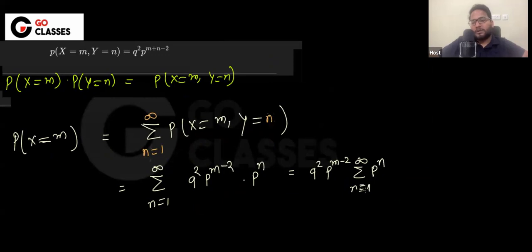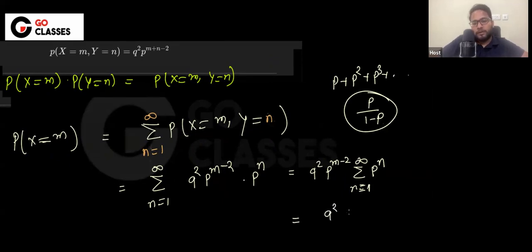Now this is a GP. This is clearly a GP. So which is p plus p square plus p cube. Do you know the infinite sum, a upon 1 minus r? Do you remember this? The summation of an infinite GP, a upon 1 minus r. So it will be q square into p power m minus 2, a upon 1 minus p, right? Like this. So we will be getting something a little complicated like this.